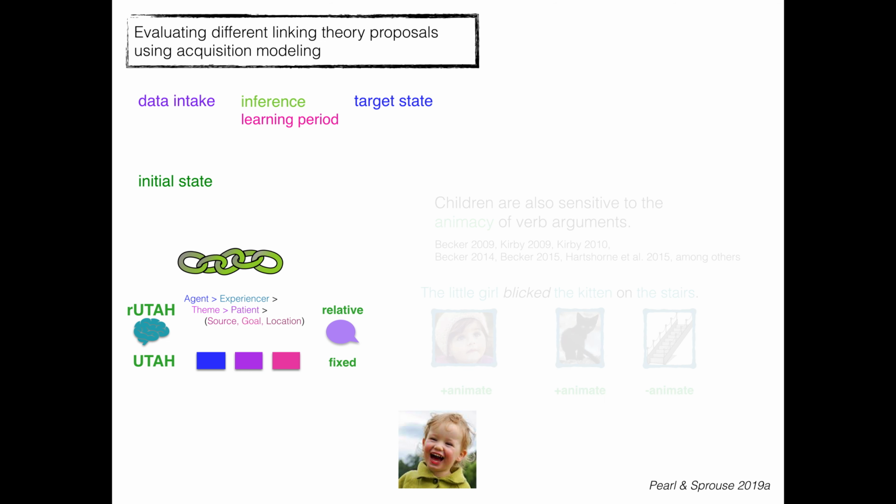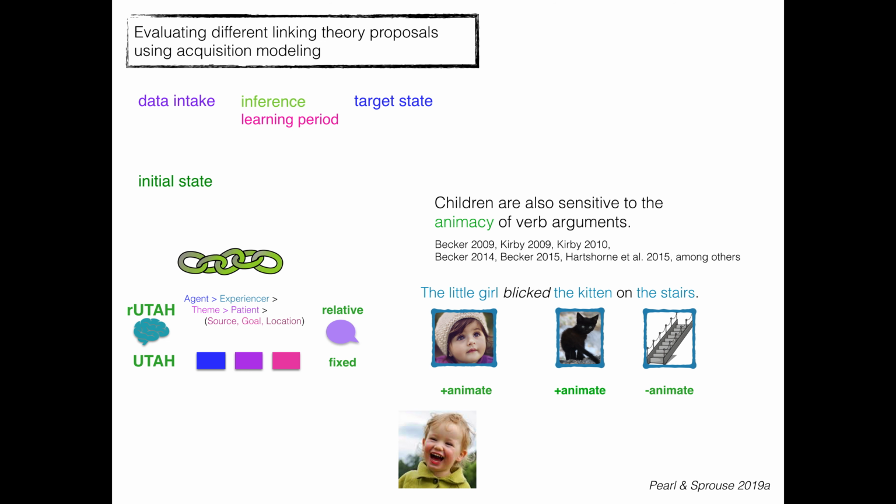In addition, children are sensitive to the animacy of verb arguments. Like they know that little girls and kittens are animate, and they recognize that stairs are inanimate. And that seems to be information that can help them sort out verb behavior.